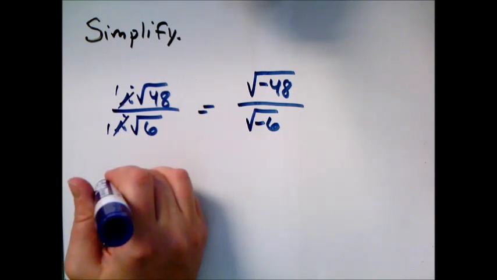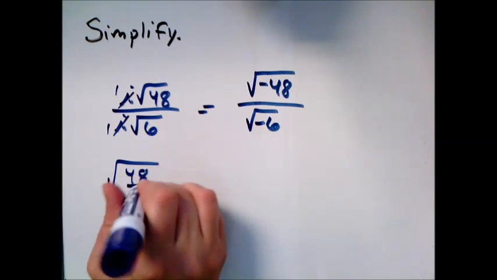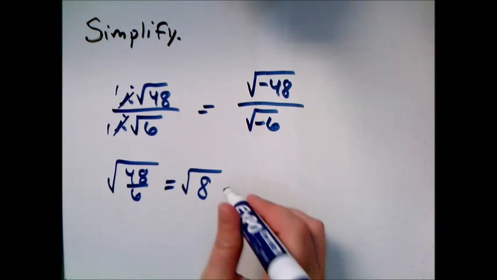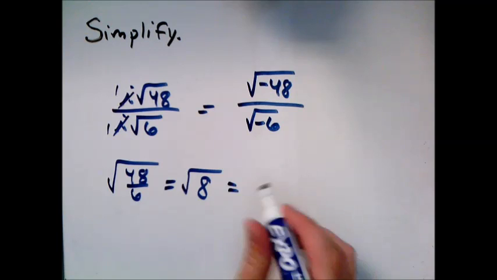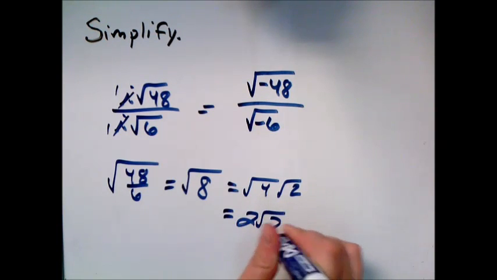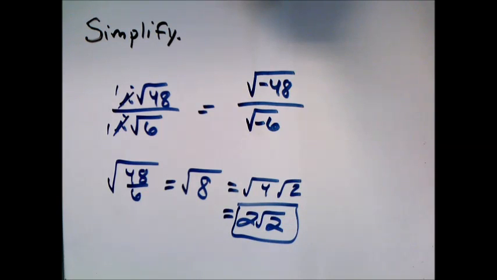So I end up with square root of 48 over 6, and 48 divided by 6 is what, 8? And so that's an easier square root to deal with and try to reduce. I can think of that as square root of 4 times square root of 2. And so I got the whole thing down to 2 square root of 2. The biggest thing is you have to pull all the i's out before you can start working with the square roots.